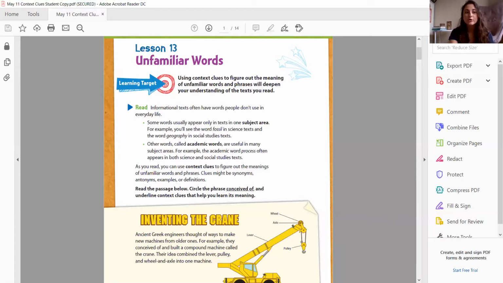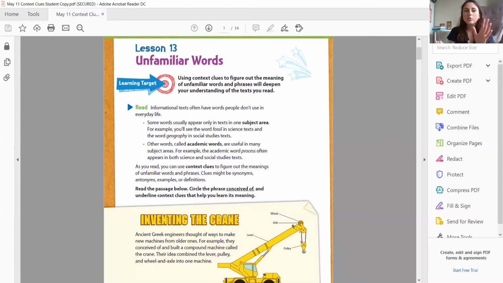Okay, so for this lesson, we're going to be reading an informational text. Actually, we're going to be reading a few informational texts about science and engineering topics. And we're going to be using something called context clues to figure out the meanings of unfamiliar words.